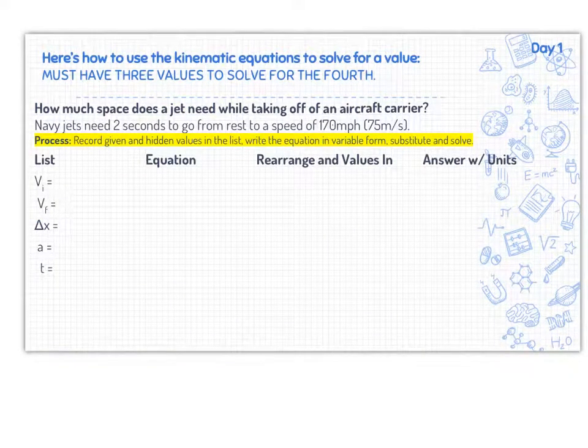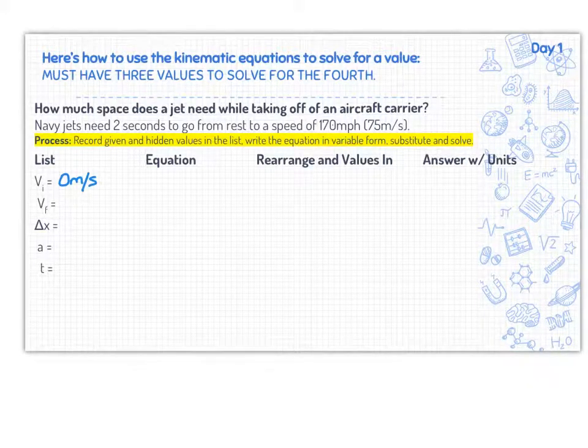Okay, let's get started with the problem. We're going to try to solve how much space it takes for a jet to take off from an aircraft carrier. We're going to look at some information, write it down, list the variables, write the equation that best fits, rearrange it, and then answer with units. What I'd like you to do at this moment is pause the video, try this problem on your own, and then watch my solution. Okay, here's the solution for this problem.